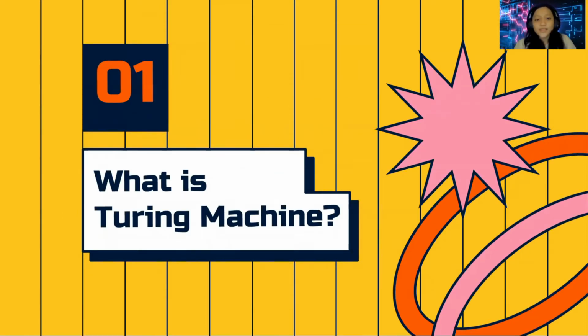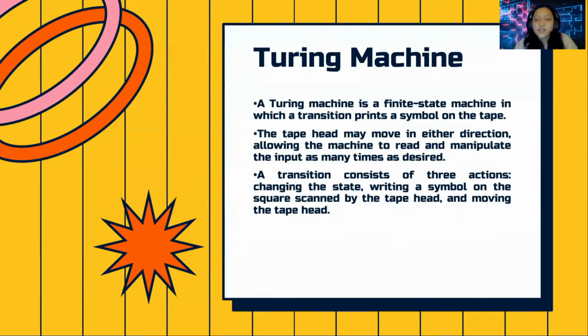Firstly, what is a Turing machine? A Turing machine is a finite state machine in which a transition prints a symbol on a tape. The tape head may move in either right or left directions, allowing the machine to read and manipulate the input as many times as desired.